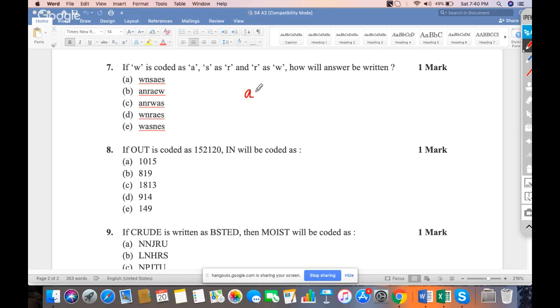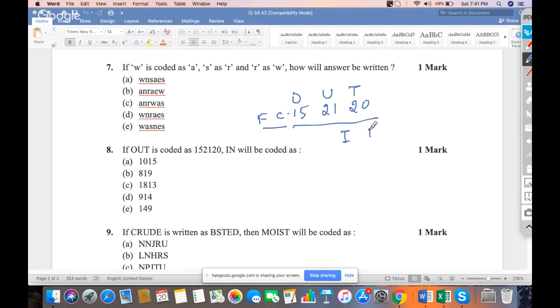N is not being coded. It will remain N. S is coded as R, so I'll write R. W is coded as A, so I'll write A. Only one option matching here, A, and so the seventh option would be B. Question number 8 is very easy. So O is 15, U is 21, and T is 20. So this is forward counting that has been written.